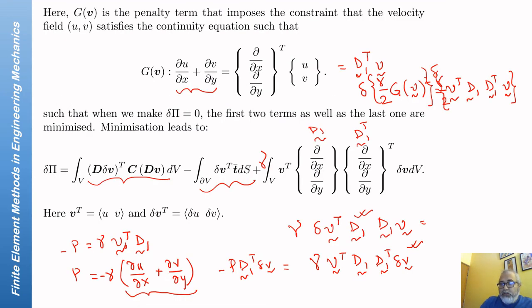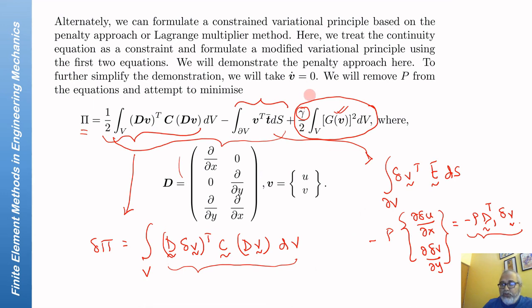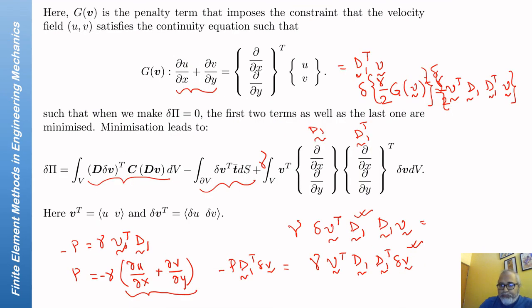The larger is your penalty number, which you have to choose, the better is this constraint imposed, and therefore better will be the incompressibility condition valid in your simulations. So again, to recapitulate, in the penalty formulation, you do not take U, V and P as nodal variables, you take only U and V as nodal variables. Then gamma is a number that you choose, and then you try to impose the incompressibility condition as a constraint in your variational problem.